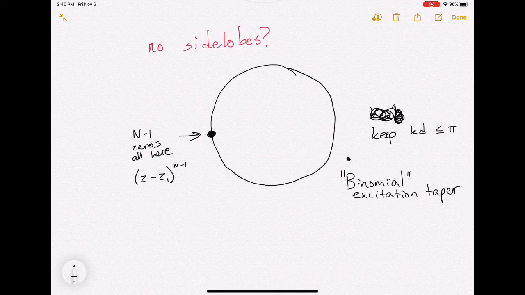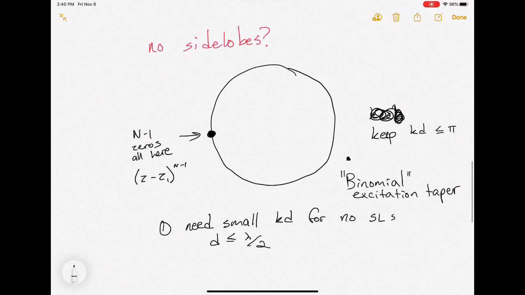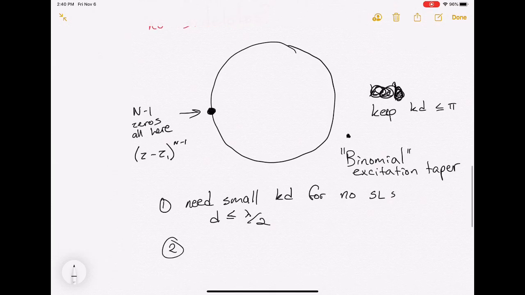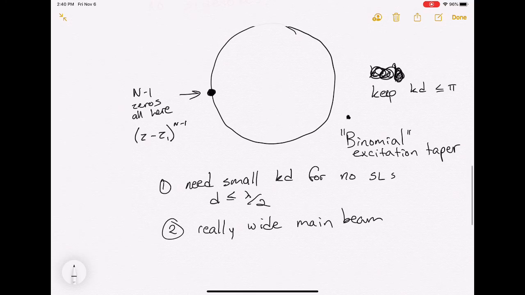Now this has some important points that I should make about it. First of all, you need a small value of kd for actually having no side lobes. So the spacing between elements needs to be less than or equal to half a wavelength. Second, it has a really wide main beam. So usually people will choose the largest allowable spacing between elements.